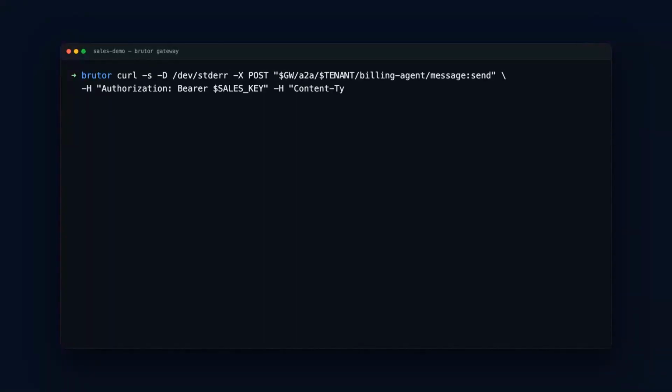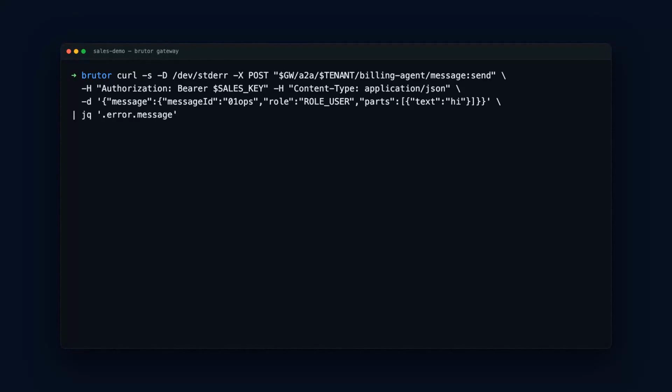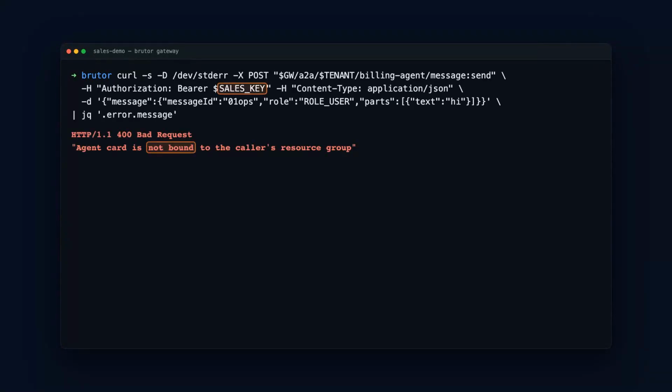Access is scoped to the AI system. A credential from outside the system can discover the same card, but invoking it is another matter. The billing card is bound to the Revenue Copilot system, and an outside key is refused. Agent card is not bound to the caller's resource group. Cards bind to the AI system resource group, the same primitive as every other resource the system owns.